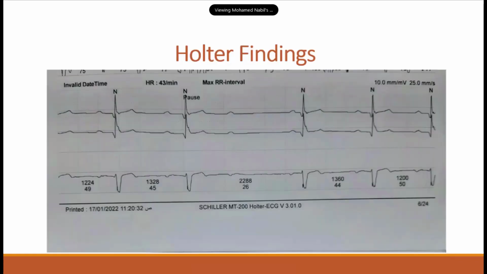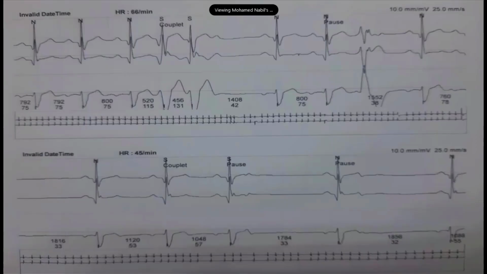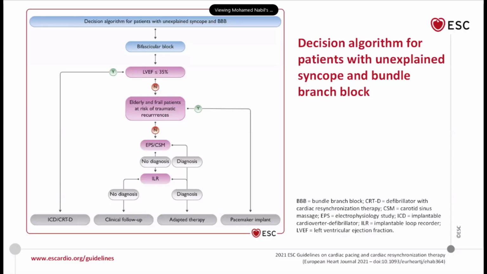We did a Holter, and the Holter showed multiple findings. First is a second degree heart block, Wenckebach type 1, prolongation of the PR interval and then a dropped beat. Holter also showed multiple couplets. According to the guideline recommendation for fascicular block with ejection fraction below 35, CRT-D is recommended, so we decided to implant CRT-D.